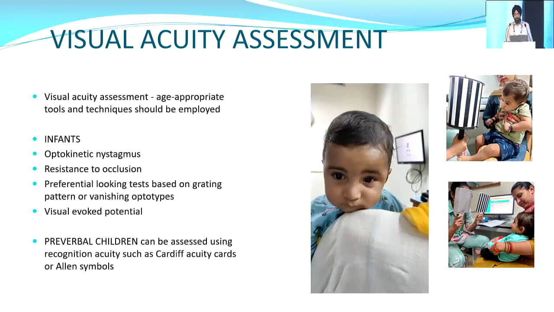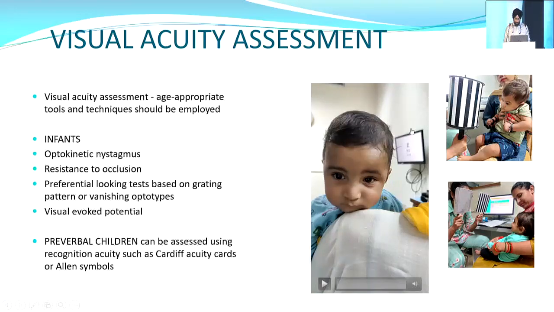So coming to the first thing when the child comes, obviously, you see the white reflex. The visual acuity assessment, the age-appropriate tools and techniques should be employed. Yes, the child has a cataract, so you might not be able to do all these things like optokinetic nystagmus. Yes, resistance to occlusion could be there depending upon the density of the cataract. And all these other tests, it all depends how small the child, how young the child is, and how dense is the cataract. So I'll just be taking you through one of these little children who comes.